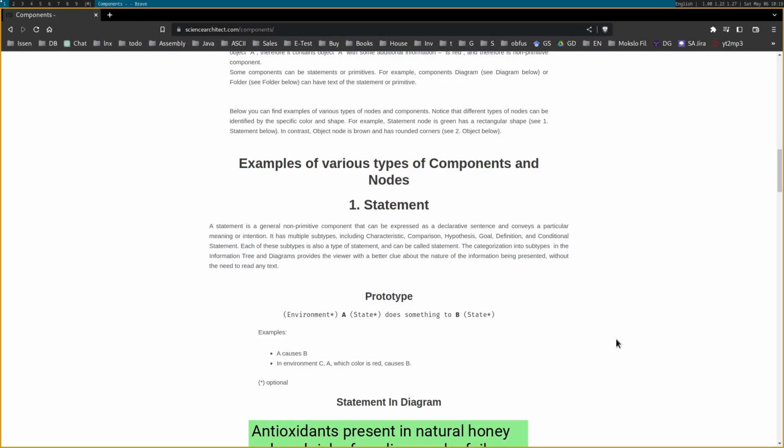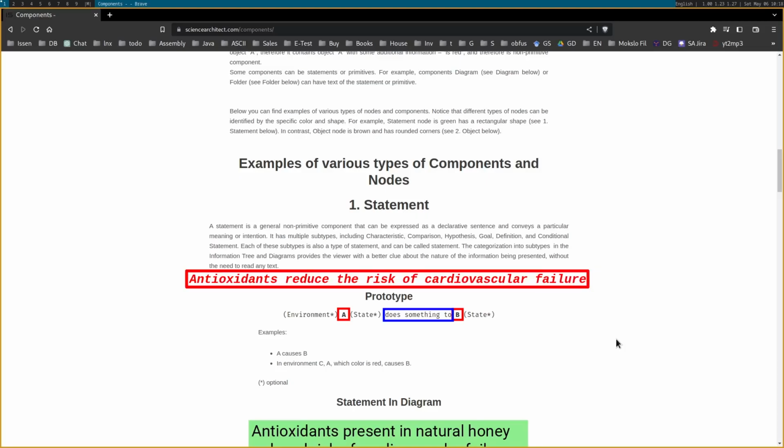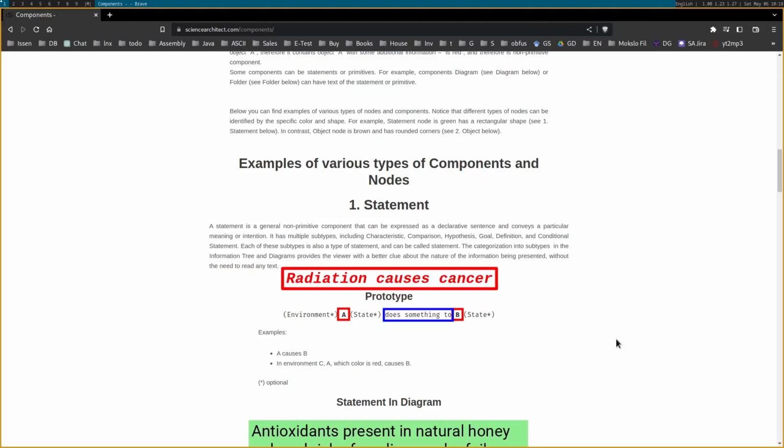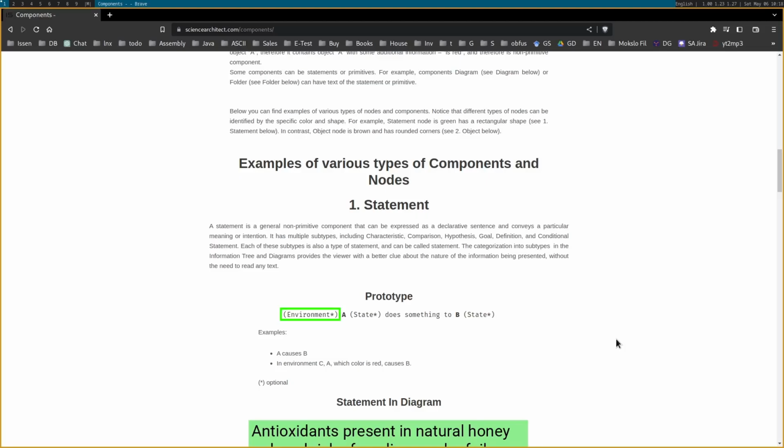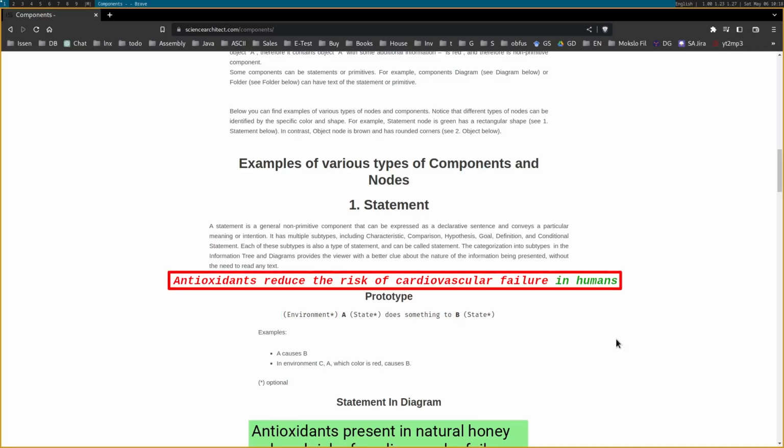The statement of this prototype must include 2 things, A and B, where A does something to B. For example, antioxidants reduce the risk of cardiovascular failure, or radiation causes cancer. We can also define the environment of the statement, which provides information on the specific environment where the process of A doing something to B happens. For example, the antioxidants reduce the risk of cardiovascular failure in humans. The "in humans" part of the statement defines the environment.